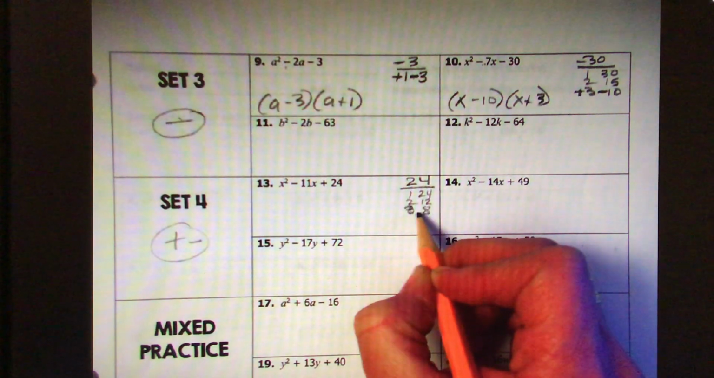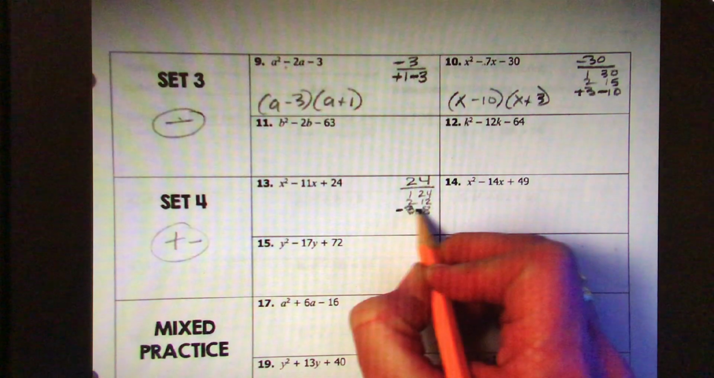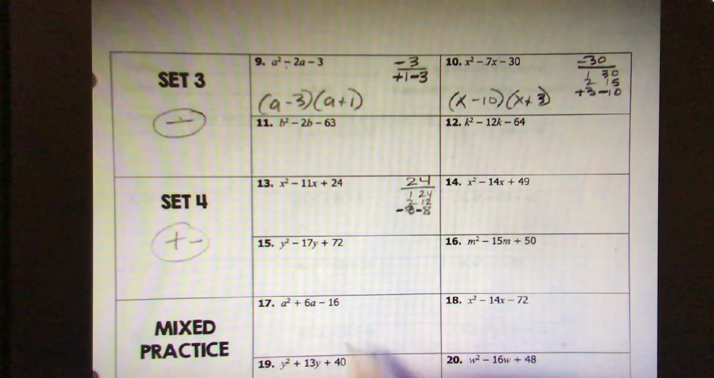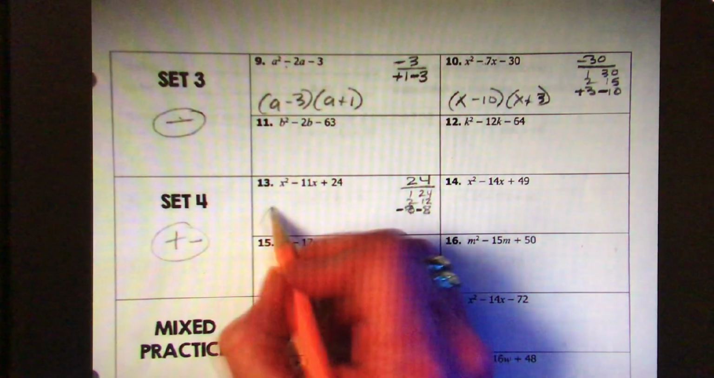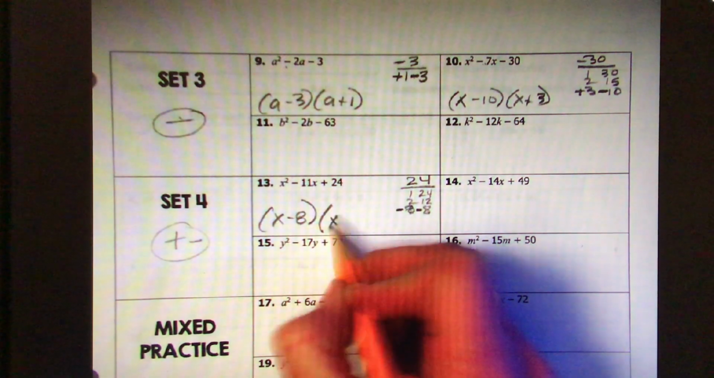right? Get negative 11, but they're both going to be negative. Oh, that's pretty cool. That's awesome. Okay, let's go for it. So then I should have x, these should both be subtraction signs, x minus 3.